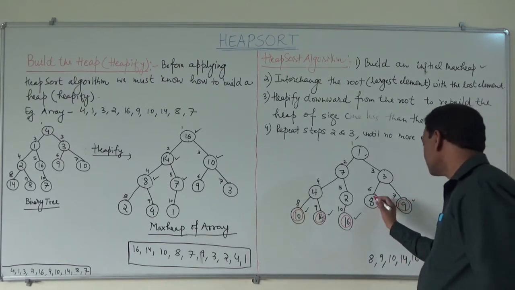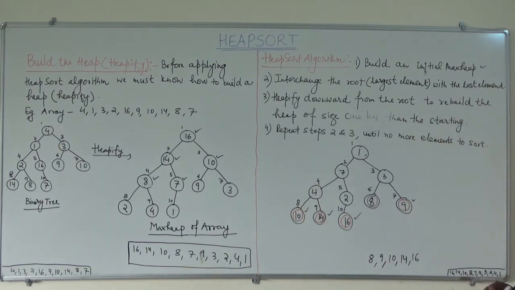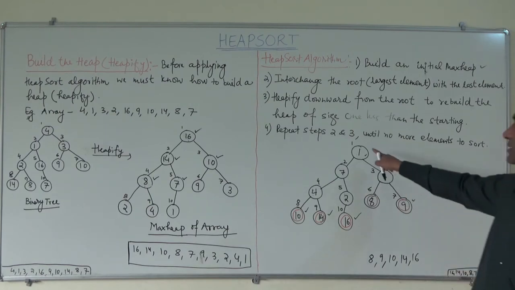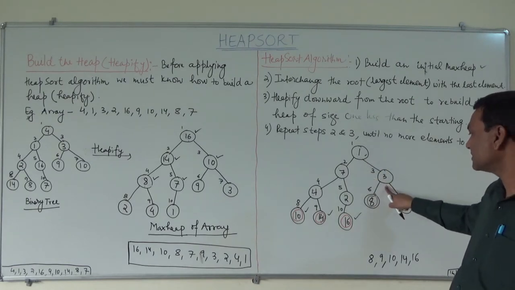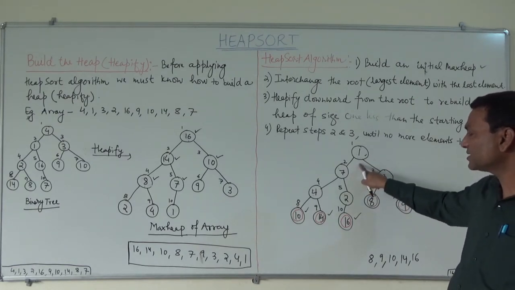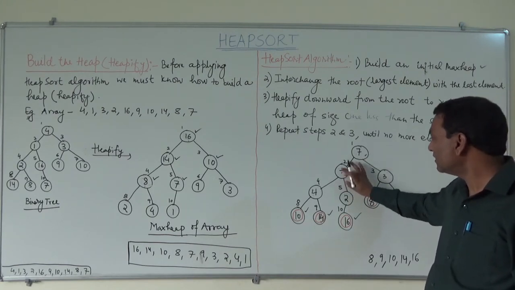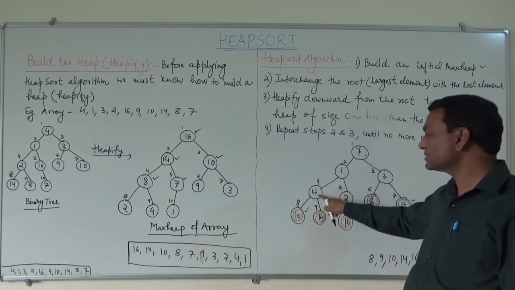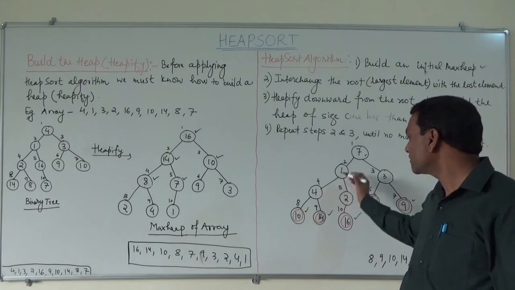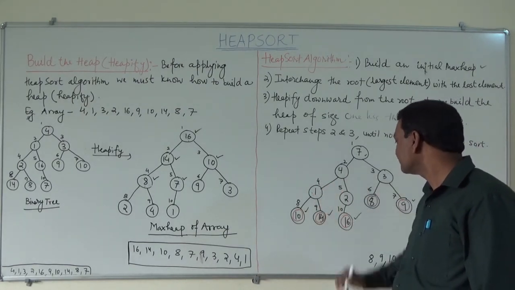So this 8 is sorted now. Now again we will see, because now this is not the max heap, because the parent is less than its children. 1 is less than 7 as well as 3. So 1 and 7 should be interchanged. So what we will do? 7 will come here and 1 will come here. Again this 1 is less than this 4. So 1 and 4 should be interchanged. So this 1 will come here.